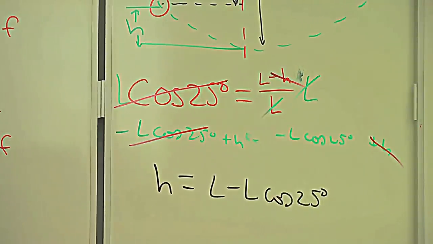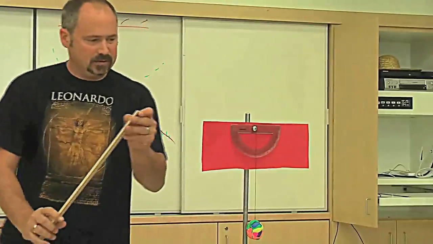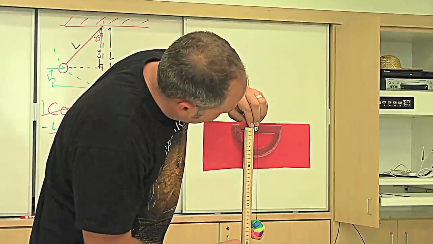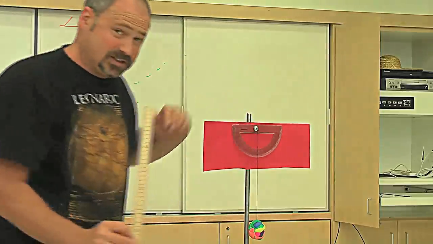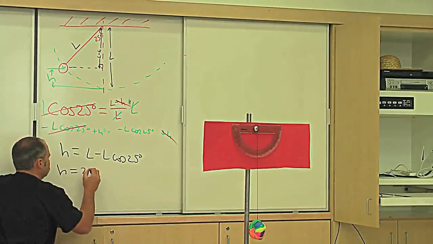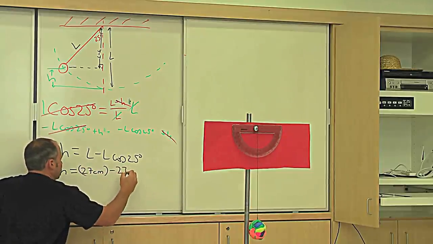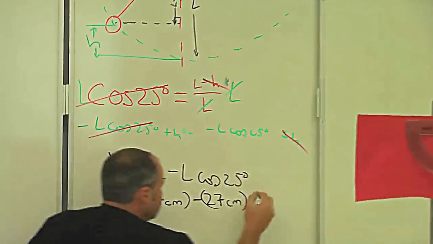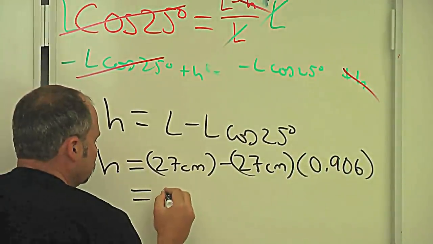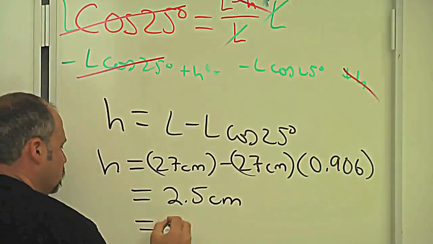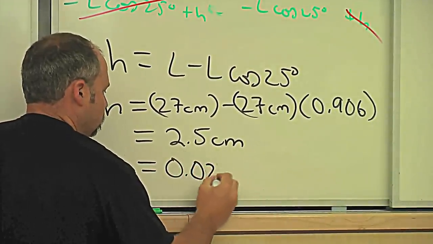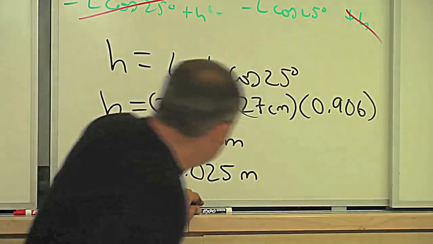Now, all I need to do is measure the length. So let's do that. From the center of mass of the pendulum to the point where it's attached, that's our length, and that's 27 centimeters. Well, if I plug in 27 centimeters minus 27 centimeters times the cosine of 25 degrees, which is 0.906 thereabouts, and doing this, I get 2.5 centimeters, which is equal to 0.025 meters. Great. So now we know h.